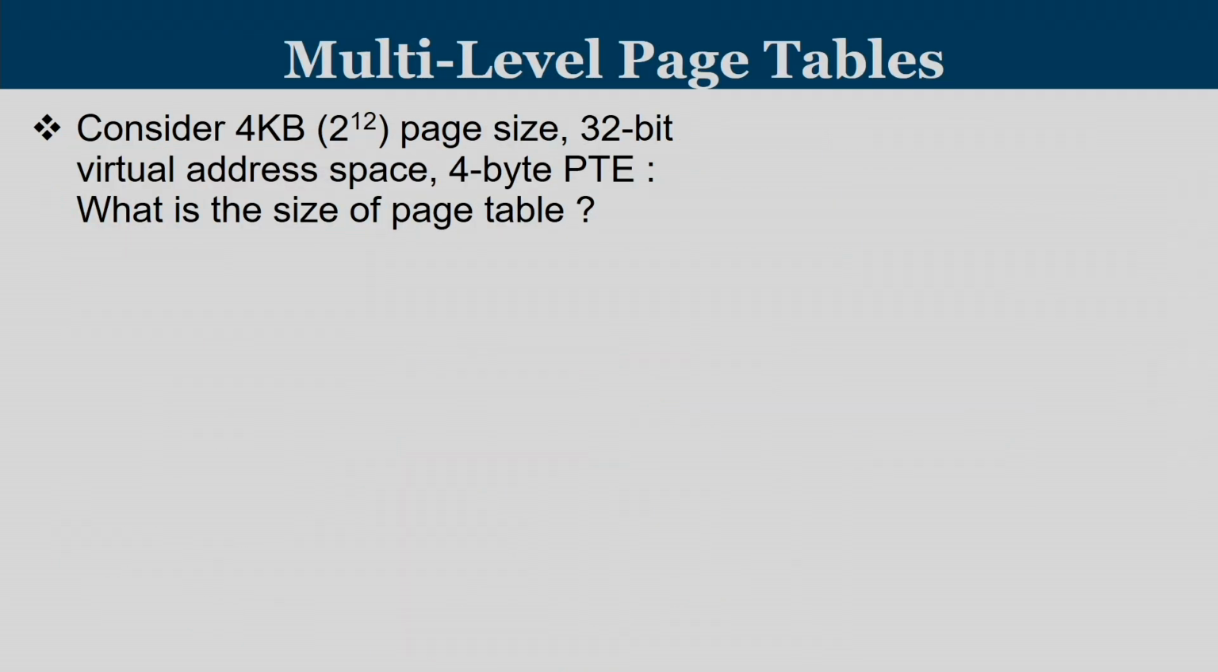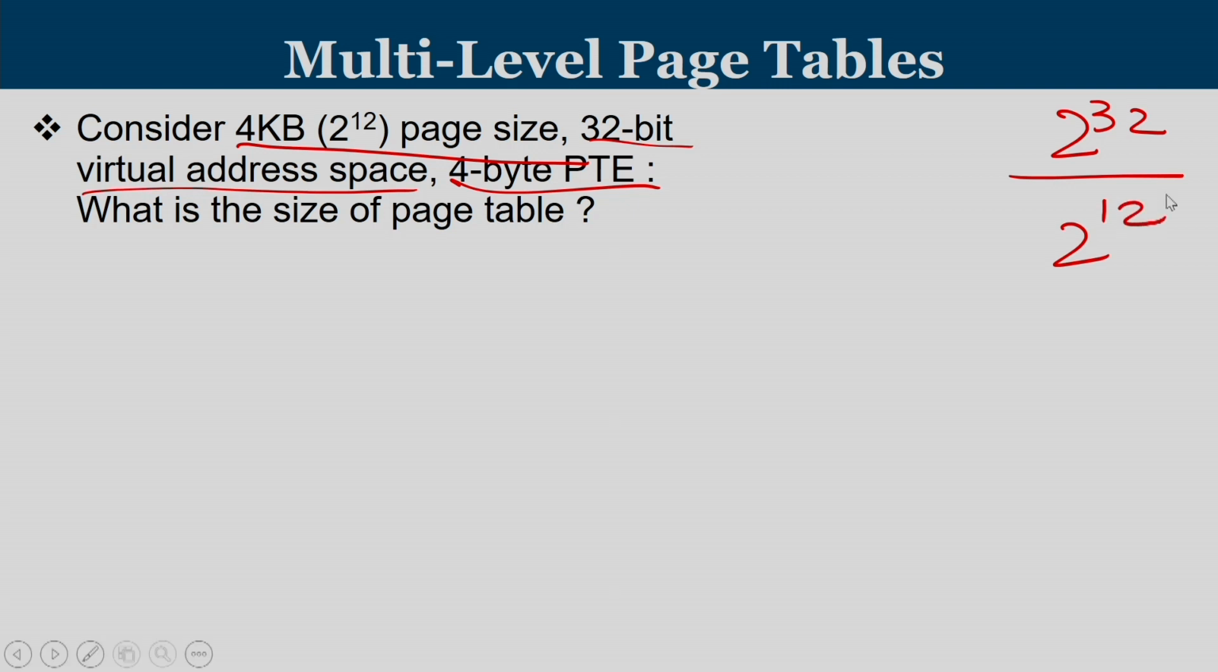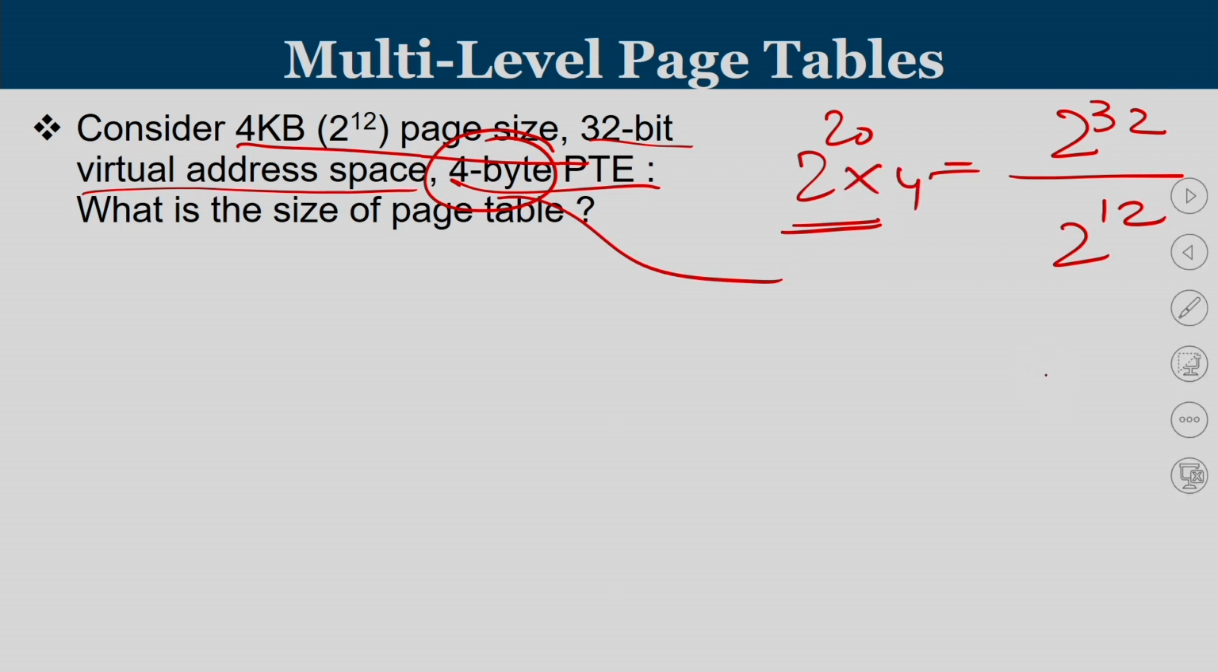Now consider a scenario where you are going to work with 4 KB pages. So 2 power 12 bytes is the page size. Let's say the virtual address space is 32-bit, and each page table entry is going to consume 4 bytes. So what is going to be the size of the page table? When you have a virtual address space of 2 power 32 locations, and each page is 2 power 12 locations, then that means 2 power 20 pages are there, that's 1 mega pages. And we have seen that each page table entry is 4 bytes. So together we are going to have a 4 MB page table.